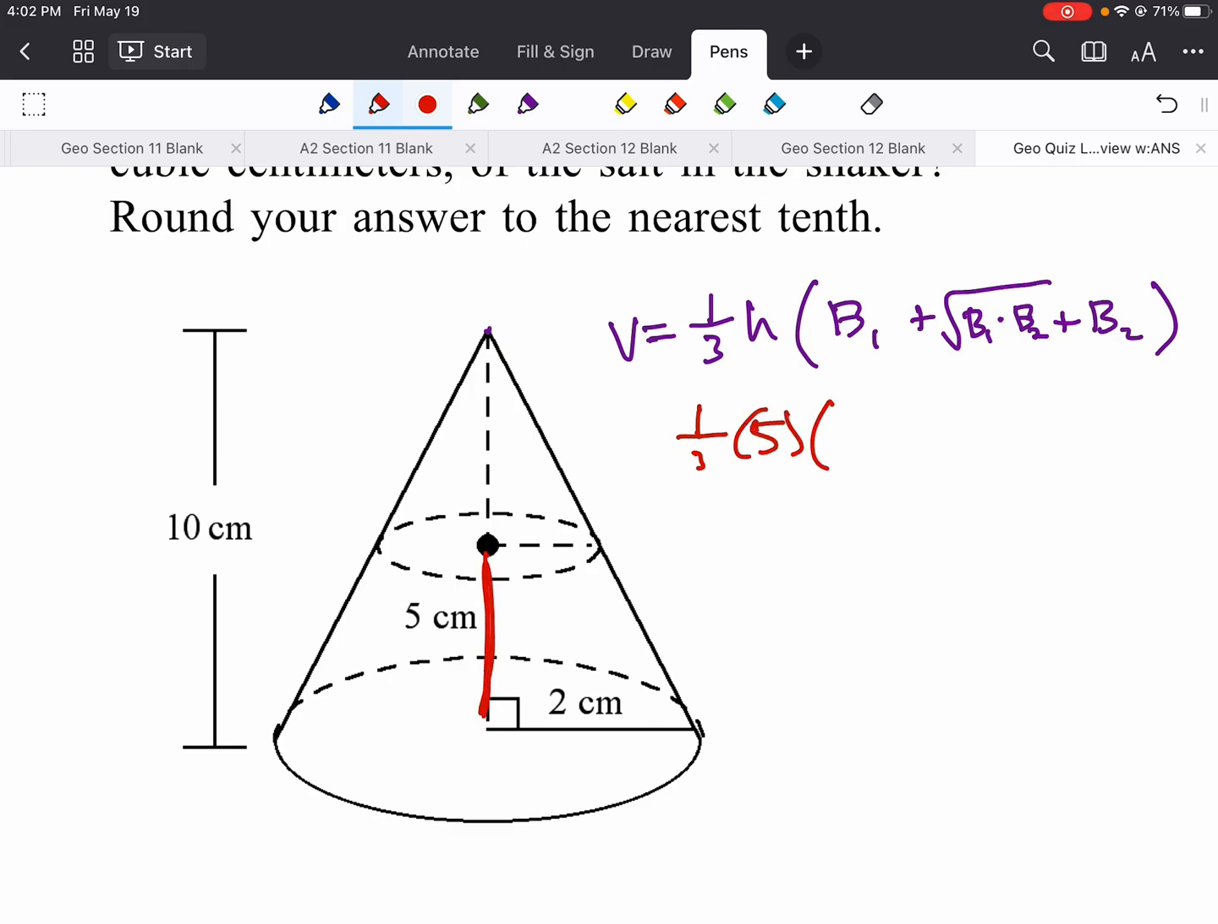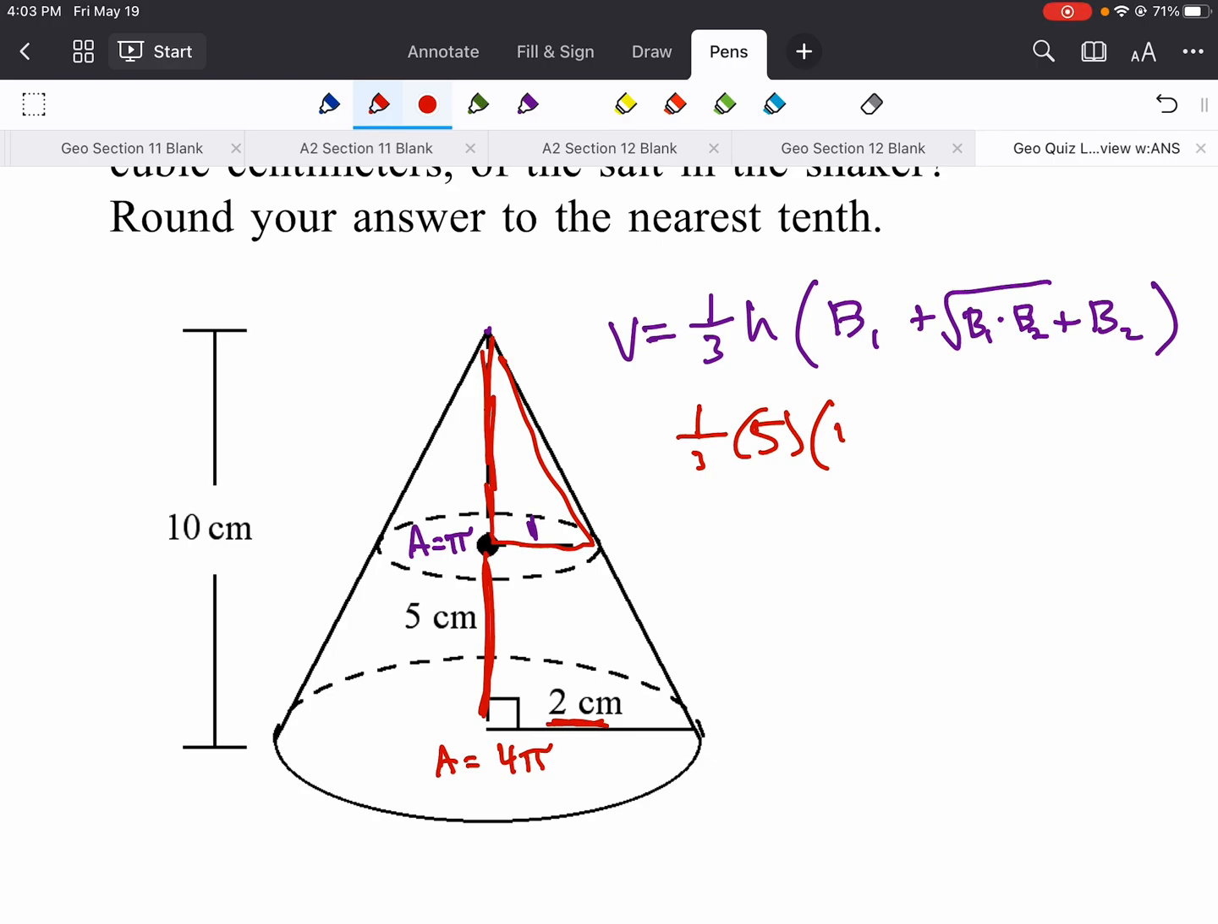Our base 1, this is the area of the base, that's pi r squared. Well, the radius is 2, so pi r squared, the area, would equal 4 pi. And what's the area of this one up here? Well, if this is 2, and this whole height is 10, that means this little triangle here is half the size of that other triangle, which would make this a 1 right here. In other words, the area for this one is pi r squared, or pi times 1 squared. That's just pi.